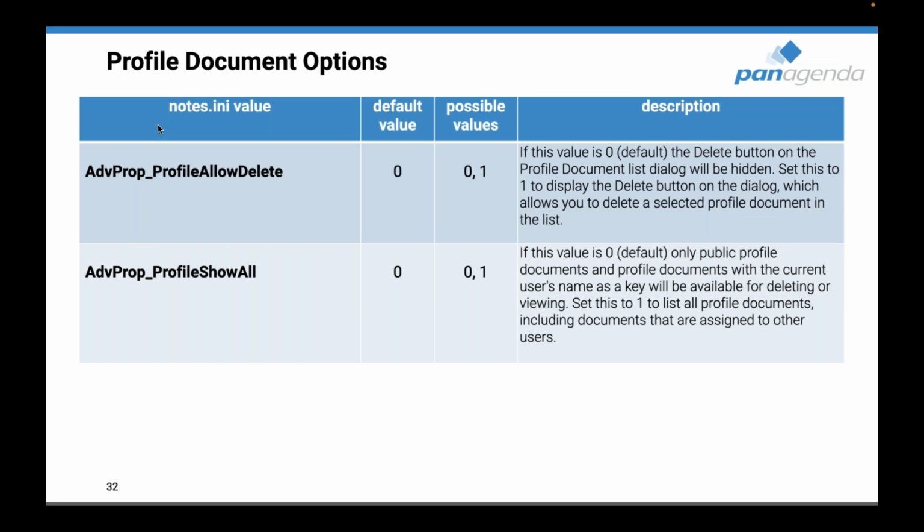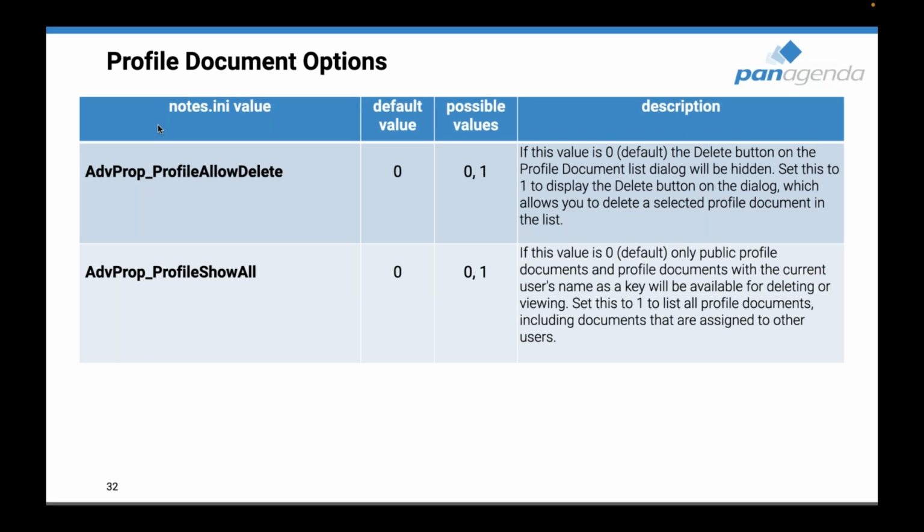Speaking of profile documents, you can use an INI setting, profile allow delete. You can set that to 1. So by default, you don't get a delete button, but if you set this INI value to 1, you do get a delete button when you see all the profile documents, so you can very easily delete a profile document that you don't like. So I know sometimes as administrators and developers, we have to do that when we're testing. So there's an easy way to do that with the dialog.